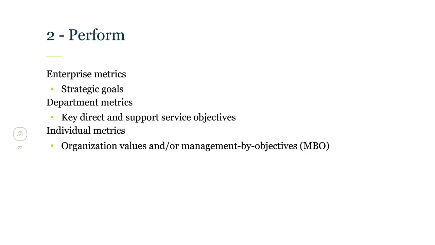So the second piece, so first planning, second performance, just a couple simple concepts here. One is, and the primary one is, to get you to think about performance at three levels of your organization: enterprise-wide, company-wide, organization-wide, at a department, team, project level, depending on your organization and industry that where you work in, and individual. So enterprise, department, individual.